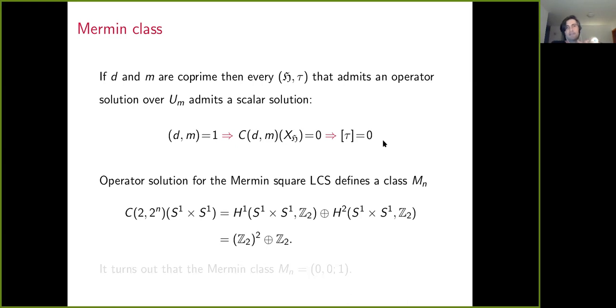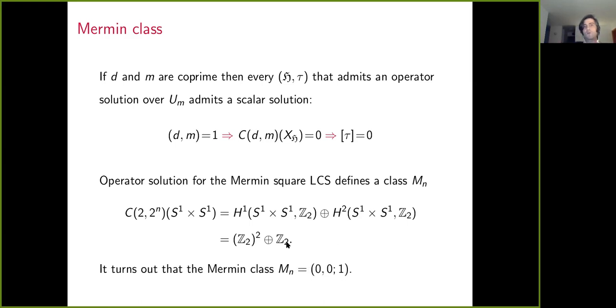So more interestingly, the Mermin square linear constraint system, once you tensor it from the right by identity matrices, we can see it as a unitary operator solution over the 2n by 2n unitary matrices. And the cohomology theory applied to the topological realization, which is the torus in that case, if you apply the theorem, you can compute it. It is going to be 2 copies of Z mod 2 and 1 copy of Z mod 2.